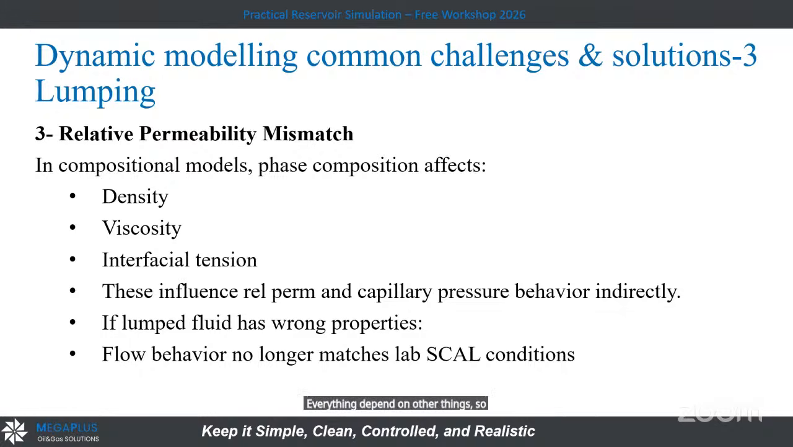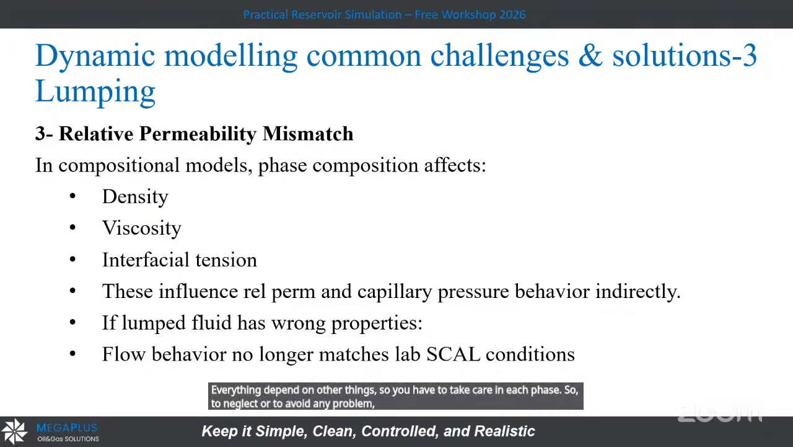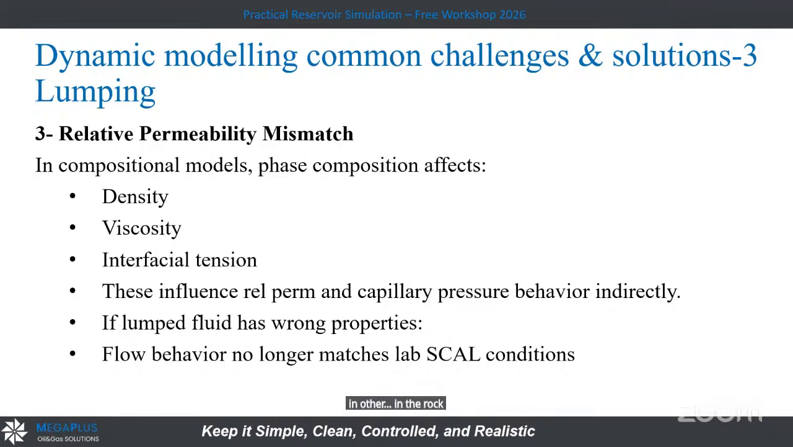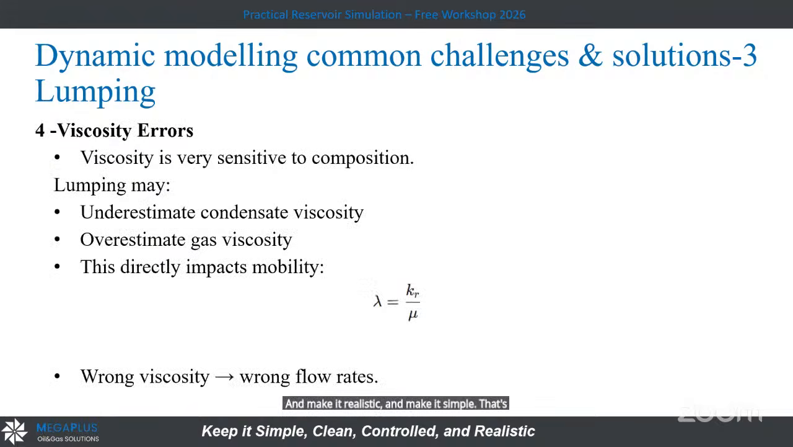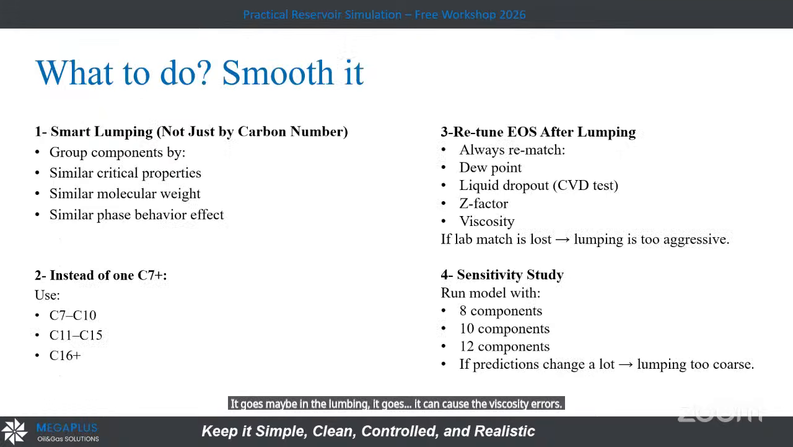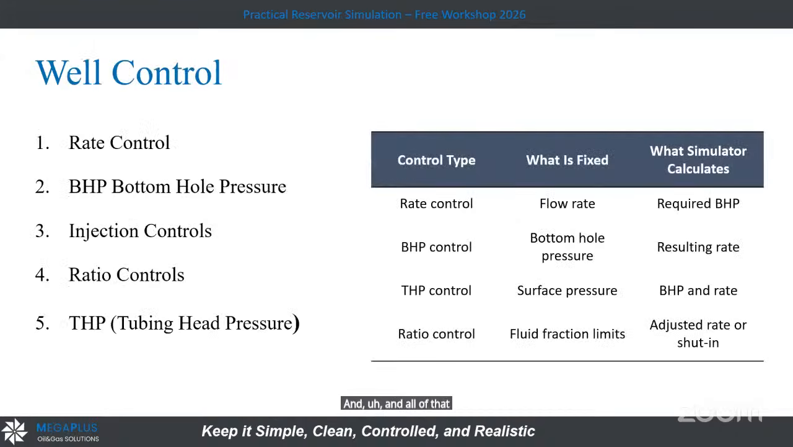So you have to take care in each phase, to avoid any problem in the rock physics or the geological model or something. So the key word here is to make it smooth, make it realistic and make it simple. That's why I'm telling you that. Maybe lumping can cause viscosity errors and all of that. So here I finished the lumping and delumping and the non-linear and linear convergence errors that we could face.